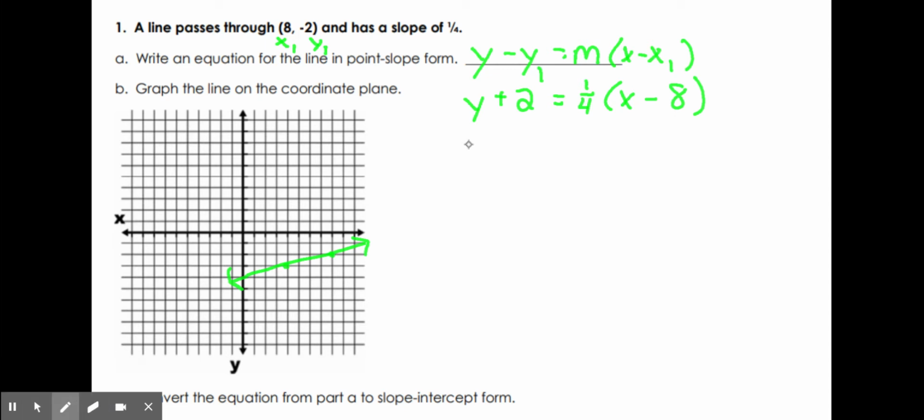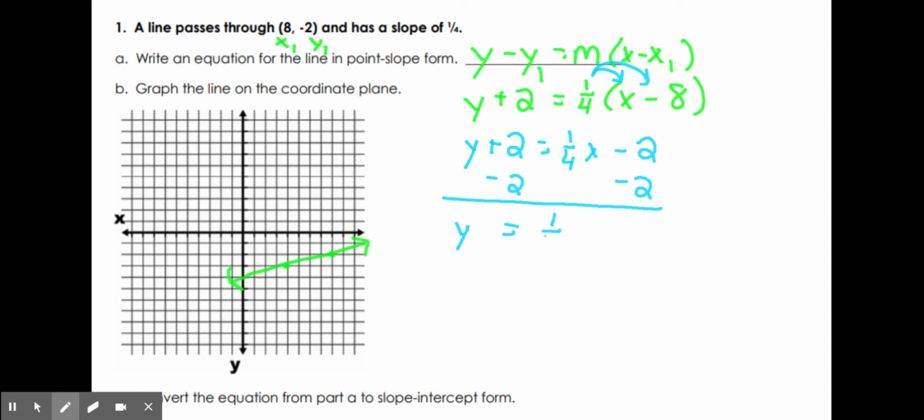Remember, our goal is to isolate y. So I need to copy the left-hand side. I'm going to distribute the 1/4. 1/4 times x is 1/4 x. 1/4 times -8 is -2. Okay, so I'm almost done. I got rid of my parentheses. My goal is to isolate y, so I still have to get rid of this +2. So I'm going to subtract 2 from both sides, and I get y equals 1/4 x minus 4.